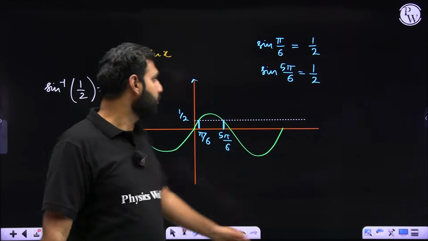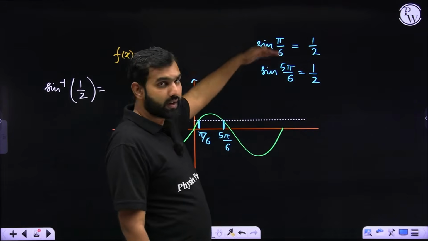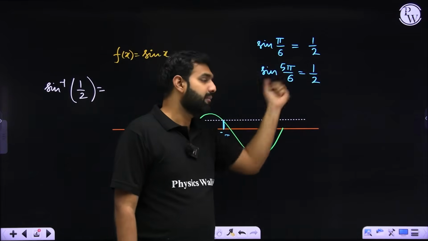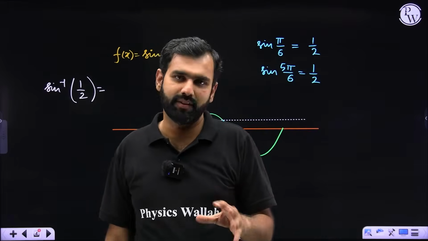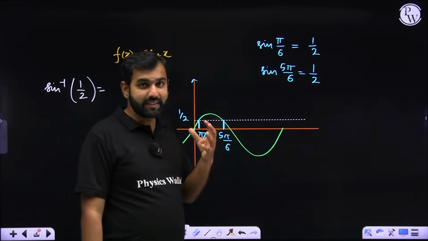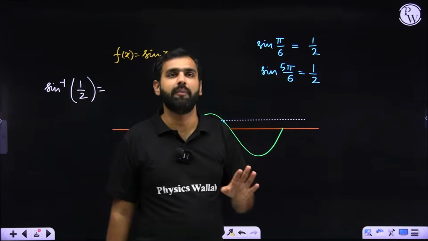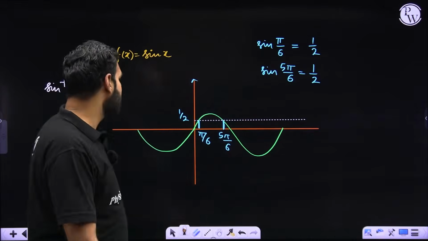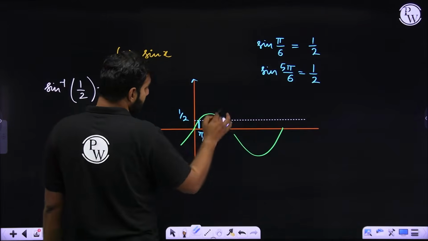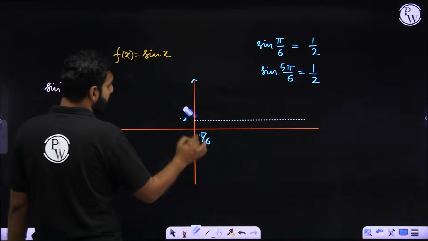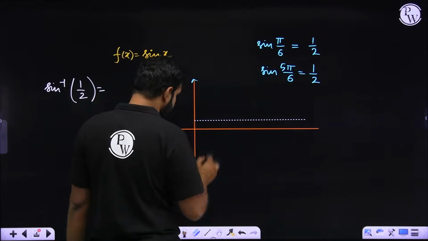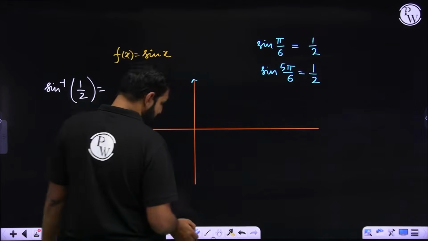So the problem is I need to restrict or confine it to some range, some domain, so that this problem doesn't occur, that sine pi by 6 and sine 5 pi by 6 both give 1 by 2. Although it is a standard fact that sine pi by 6 is 1 by 2, what if I restrict the graph of sin x from minus pi by 2 to pi by 2 only? I repeat, if I could restrict the graph of sin x from minus pi by 2 to pi by 2 only, for example, somewhat like this.